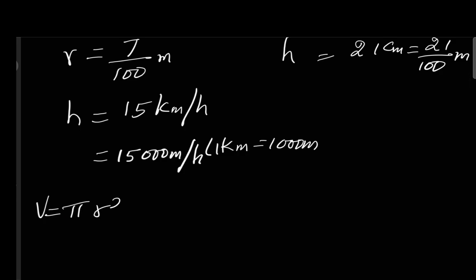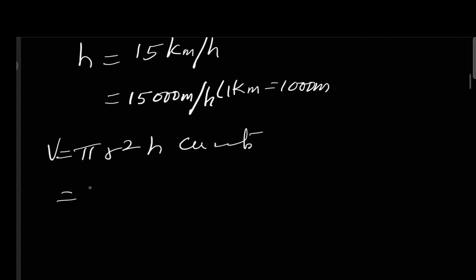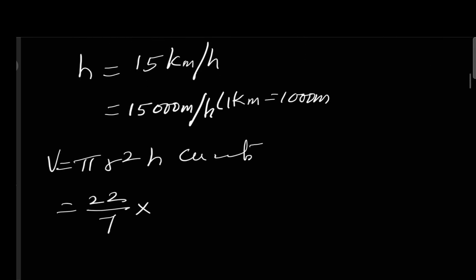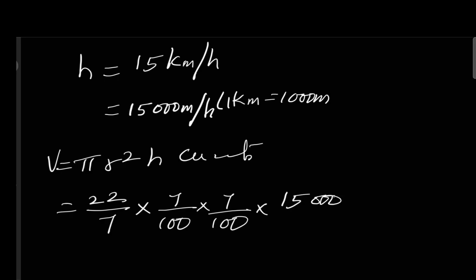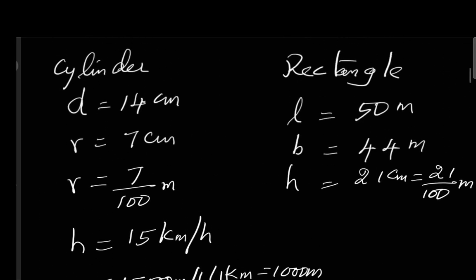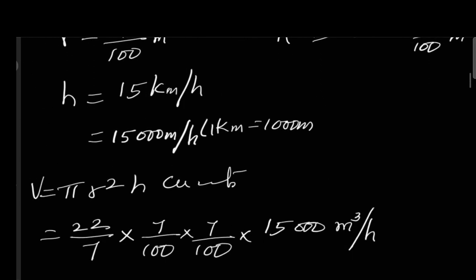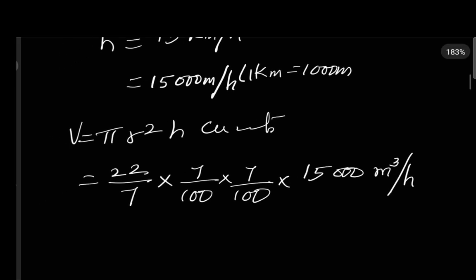cylinder, pi r squared h, cubic units. So pi is 22 by 7, r is 7 by 100, h is 15,000 meter cube. All the units are in meter, so this is meter cube per hour. This much of the water comes out through the pipe in 1 hour.